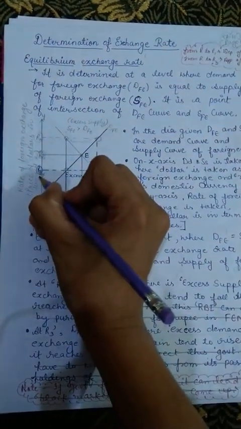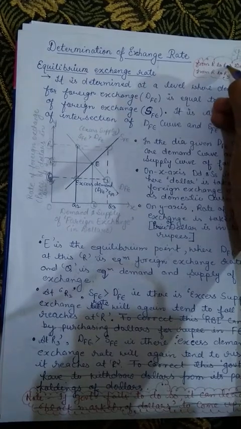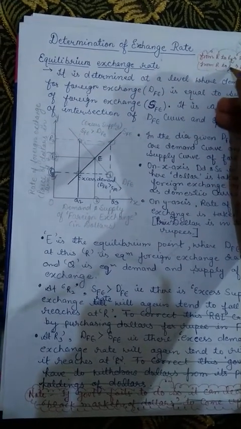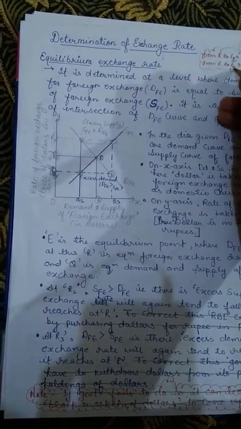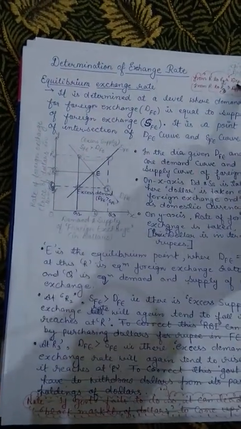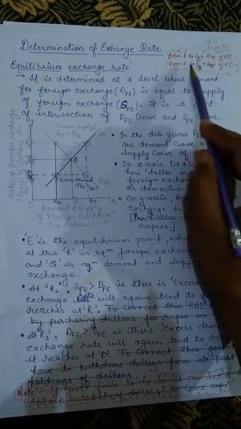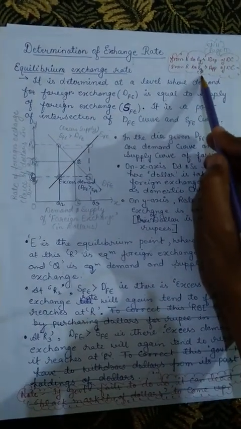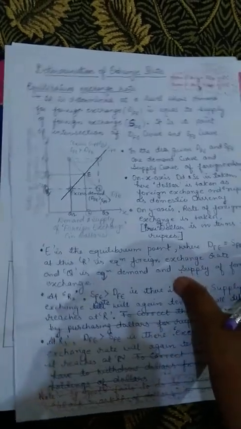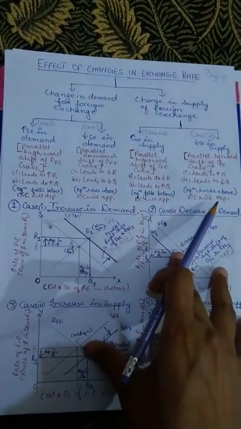This is R3 only. R2 will come here. Sorry, this was correct. So here it is R3, and then here only it was some misprinting. It will come R2.